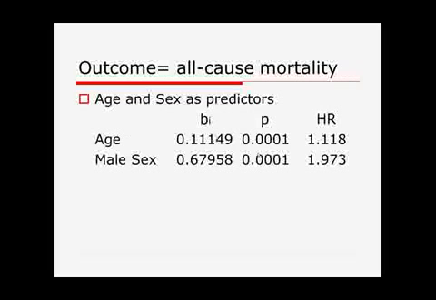Suppose we look at all-cause mortality, so our outcome in this case is death, and this is analysis that I had from Framingham looking at a 10-year window, and what we have are age and sex.